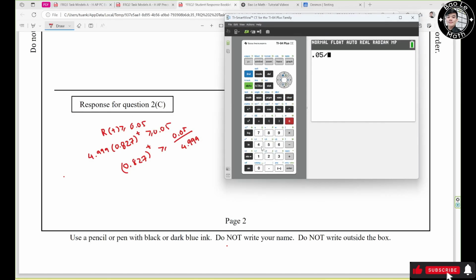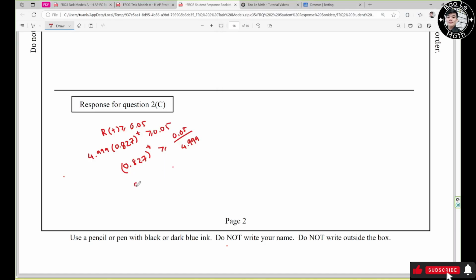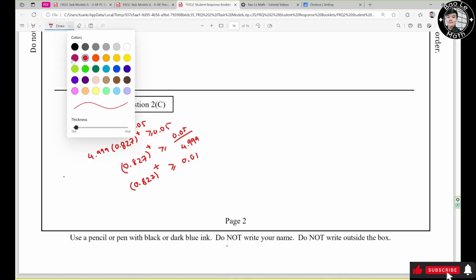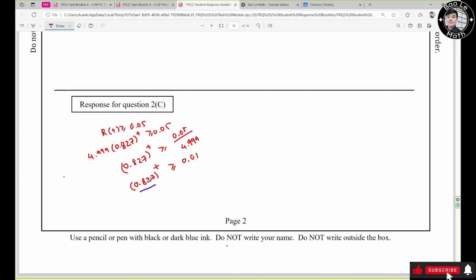Alright, so you're going to bring up the calculator. 0.05 divided by 4.999, it's going to be 0.01. So it could be 0.827 raised to the t greater than or equal to 0.01. Alright, so in order to solve for t, you need to take log base 0.827 of both sides. Look at this one right here. You need to eliminate this one so that you can bring t to the front.